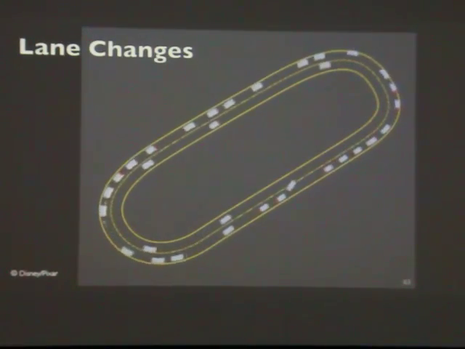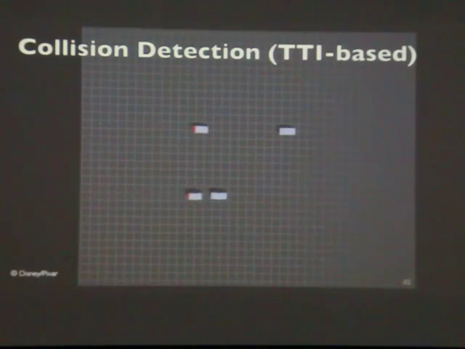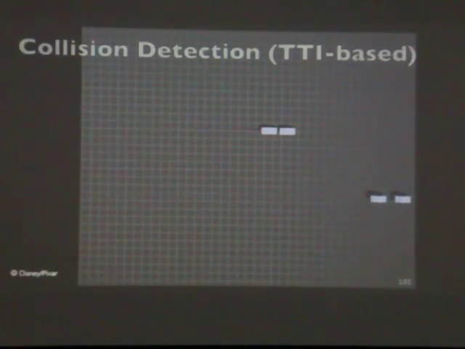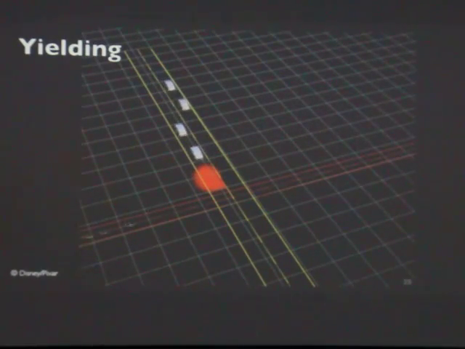They have a system for changing lanes, or if there's an opening, they can go from one to another. Here's the collision detection. We detect time till impact and then slow down accordingly. We also have preferences for some directions versus others.